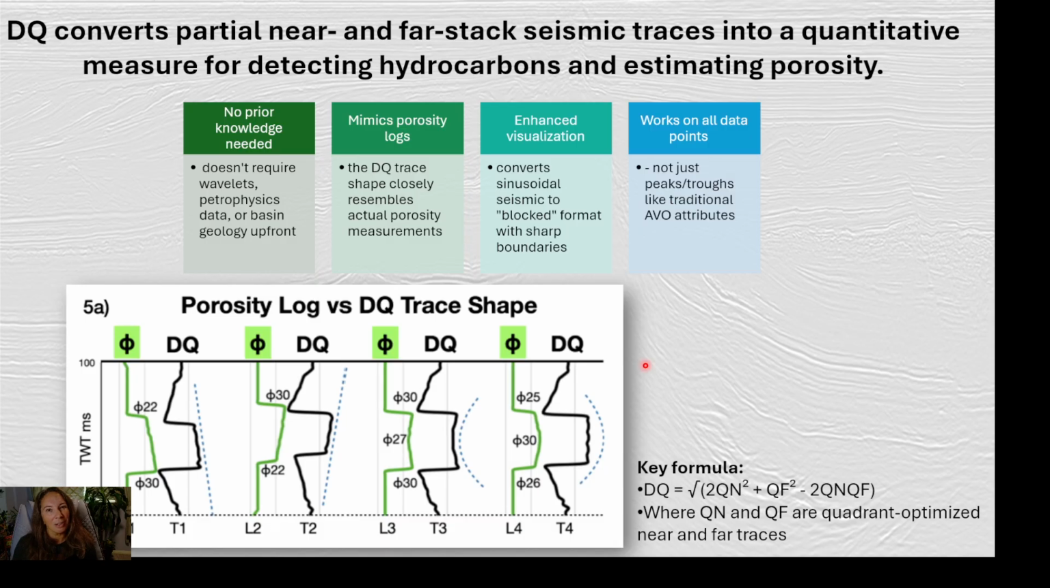It also kind of has a bit of an enhanced visualization. So just like acoustic impedance shows you the layers, DQ also converts the seismic from the wiggles into more of a blocked format. And it also gives you information about all the data points. So you're not just focusing on peaks and troughs anymore.